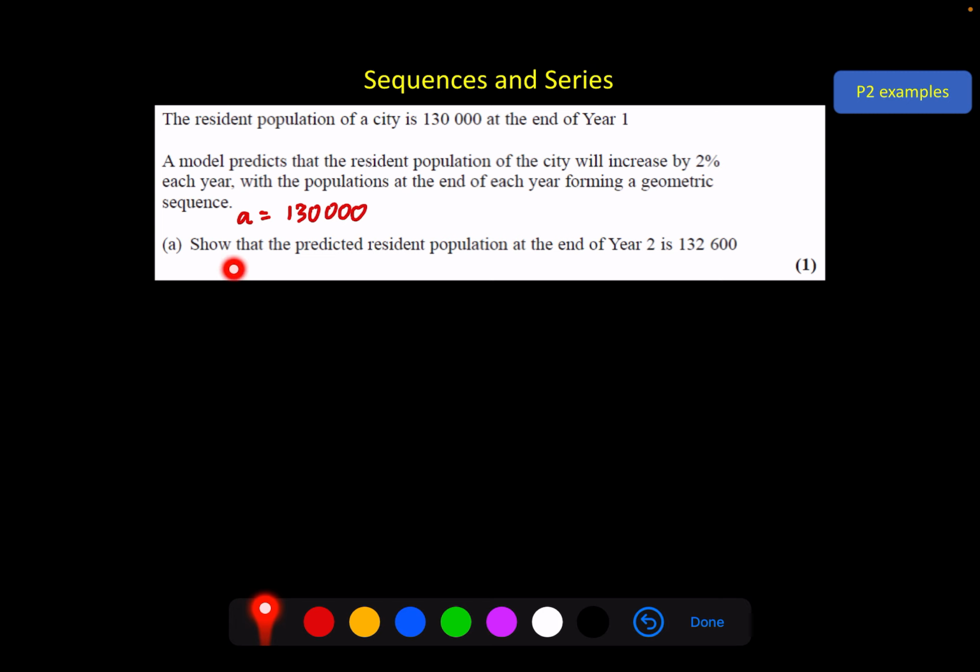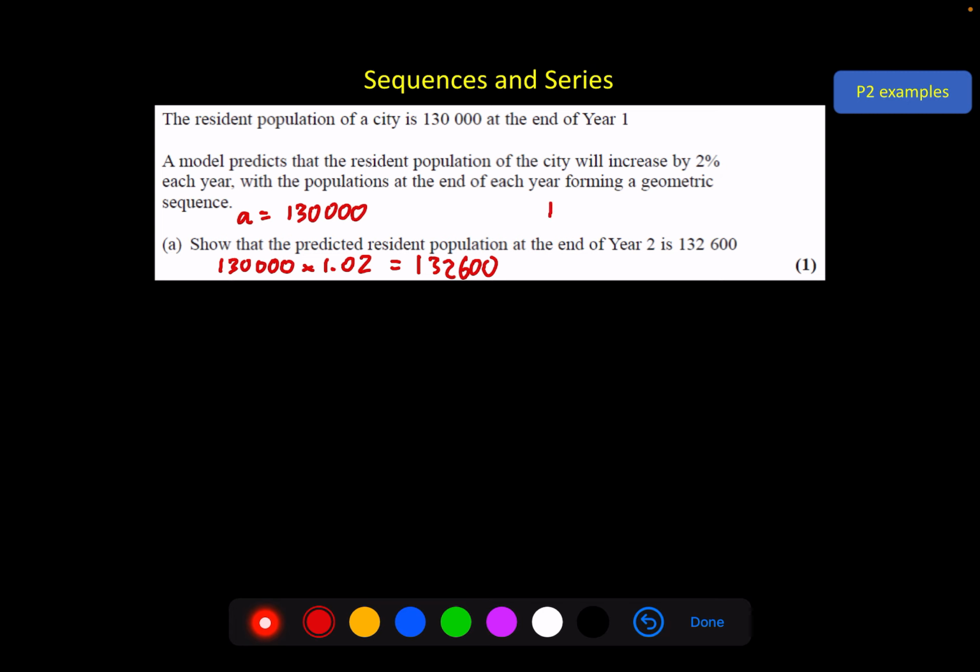Part A. Show that the predicted resident population at the end of year 2 is 132,600. Okay, that is very easy, a 1-mark question. We start with 130,000 and it's going to increase by 2%. And that should give us the second term, and I'm just going to check on my calculator that that agrees with the number they've given us, 132,600, yes.